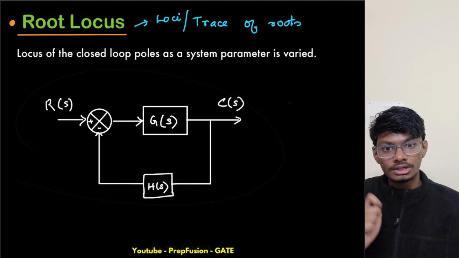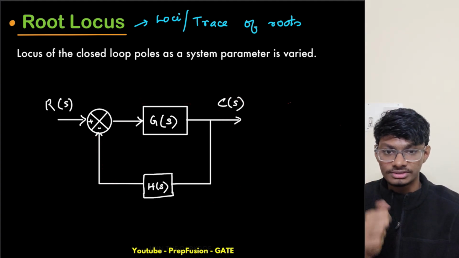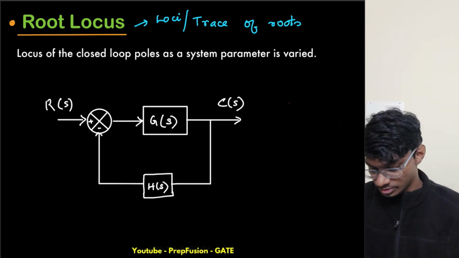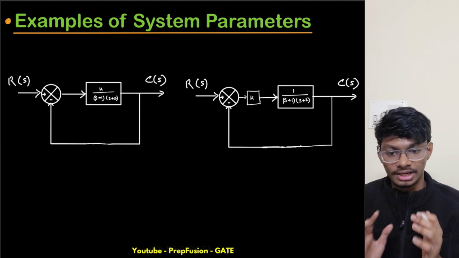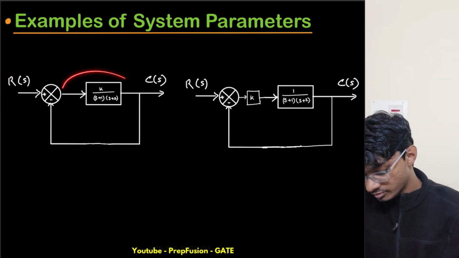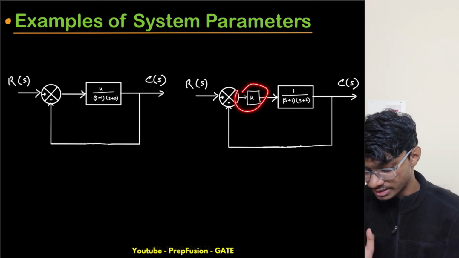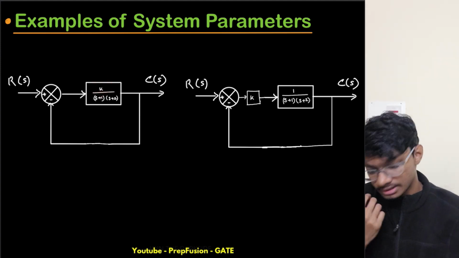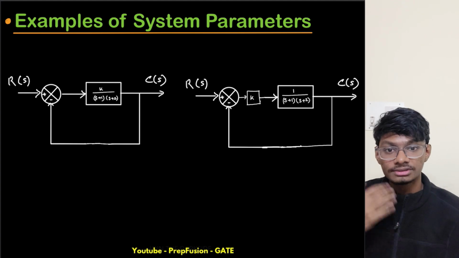This is a system, okay, and this is the OLTF. What is the OLTF? OLTF is G(s) into H(s). That I hope you remember, right? You didn't forget. So now let's take an example of a few system parameters. So here I have two systems, right? They are both different. Why? Because this k is outside and here this k is inside. Okay, this k is known as the system parameter. This is what will vary.